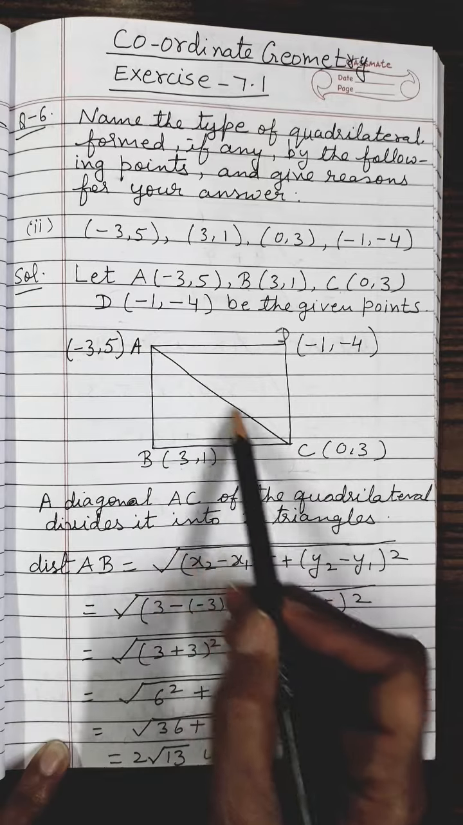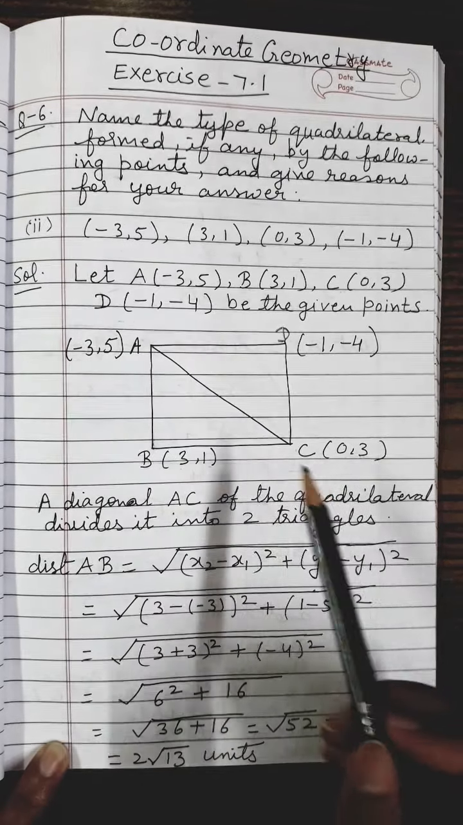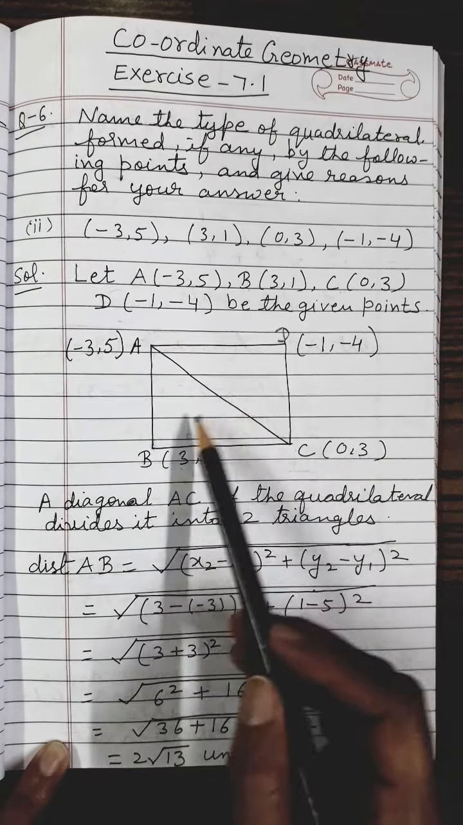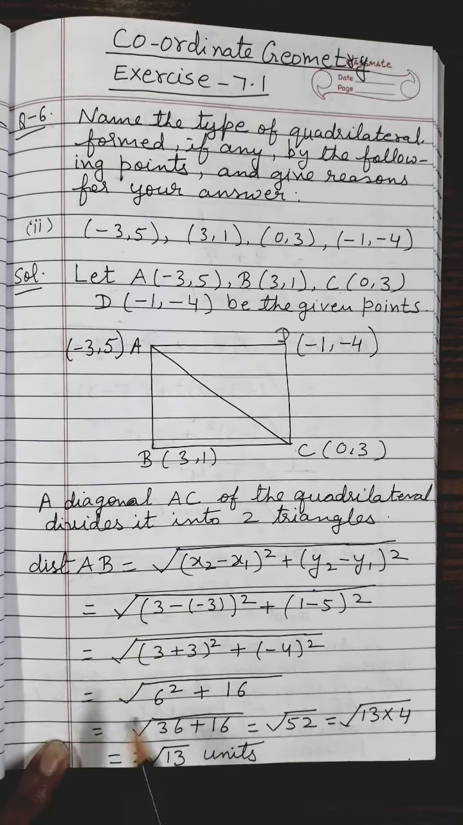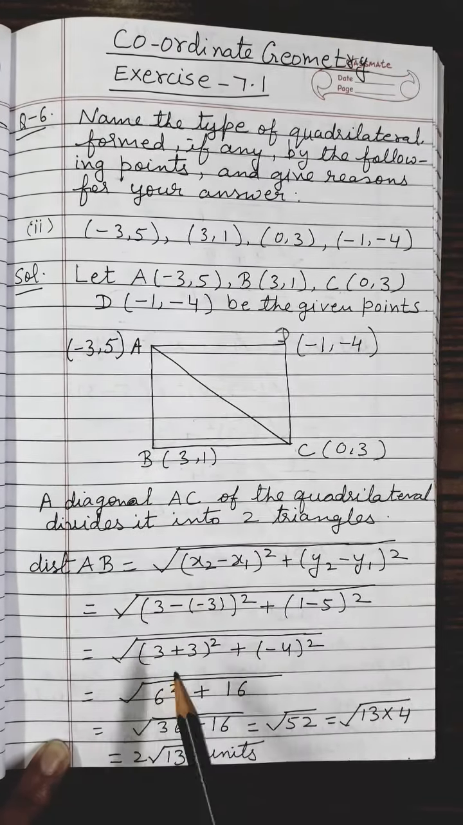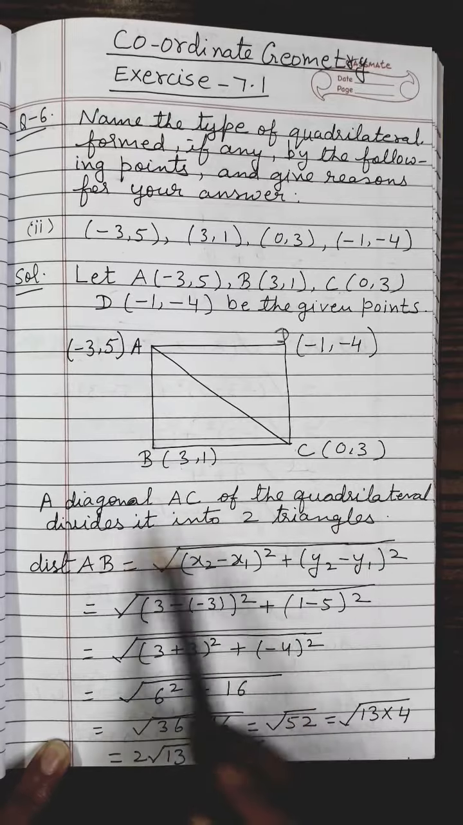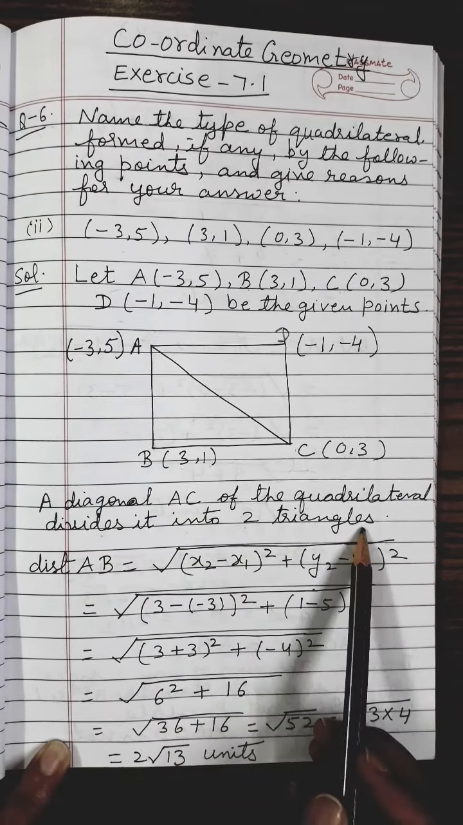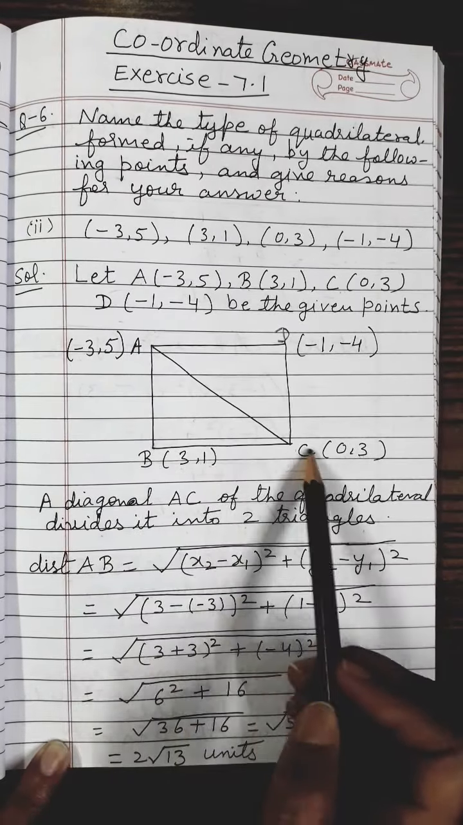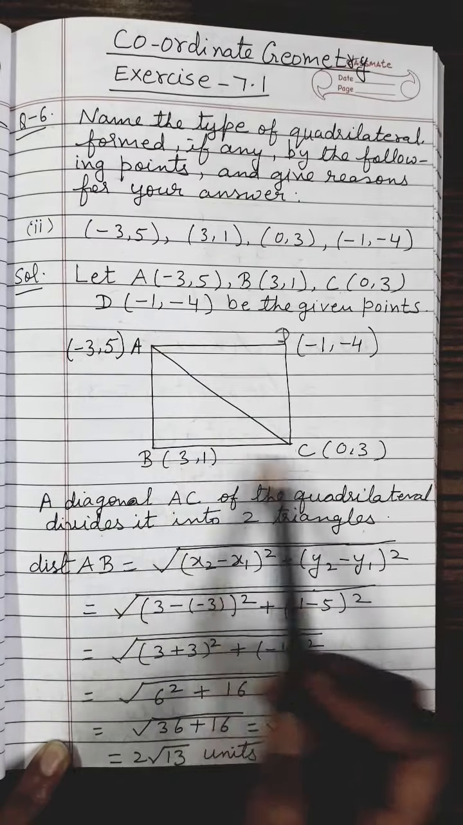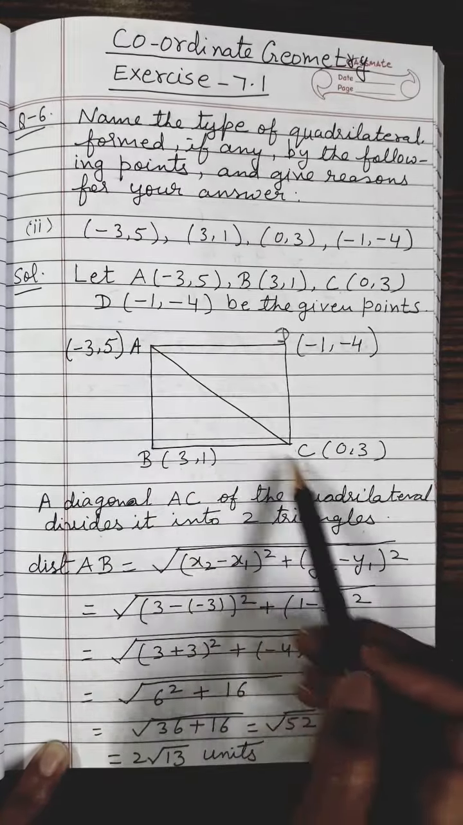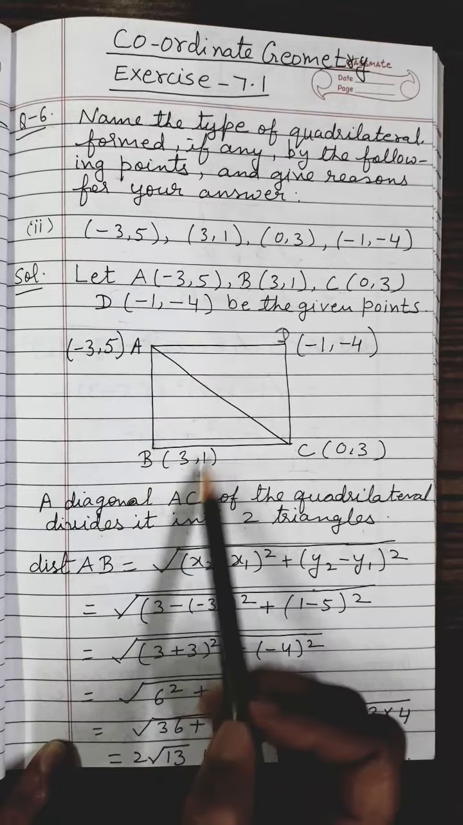If I draw a diagonal, the diagonal of a quadrilateral will always divide it into two triangles, right? So first of all, I consider this triangle ABC. The diagonal AC of the quadrilateral divides it into two triangles. So what I will do, I will find out the lengths of the three sides of this triangle, and we will make use of one theorem. So first of all, we will find out the length.